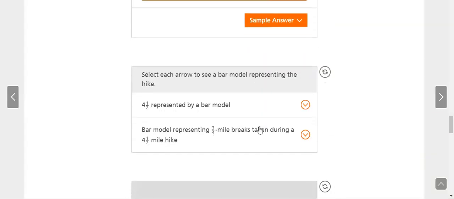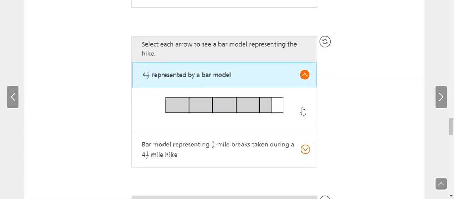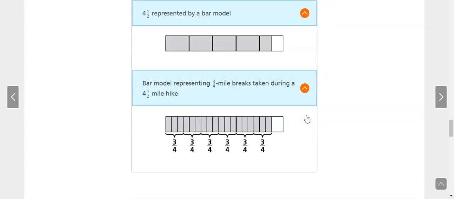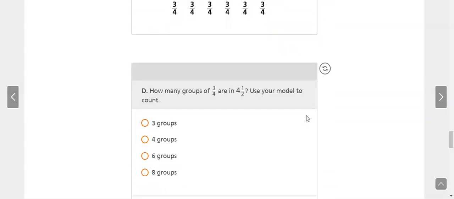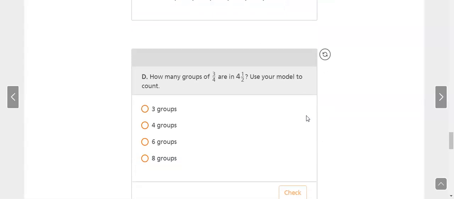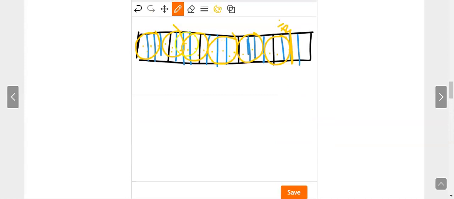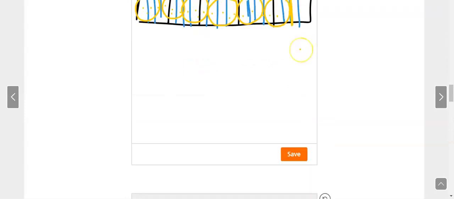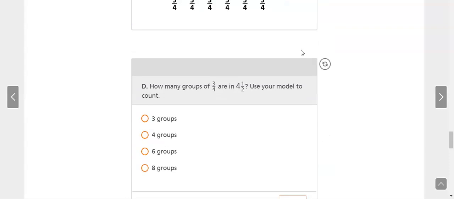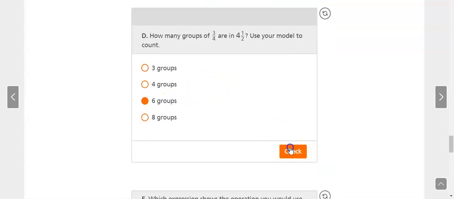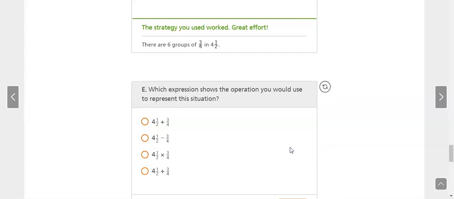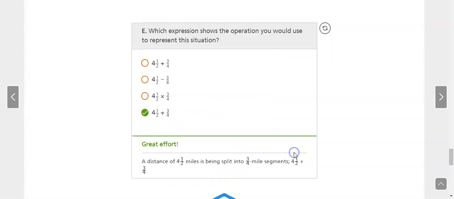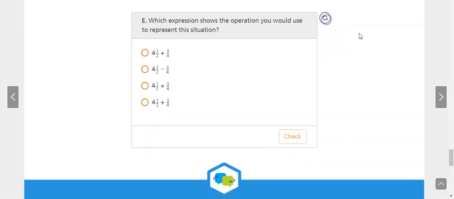Now, select each arrow to see a bar model representing the height. So that's what we did on the top. This is what we did on the bottom. Then, how many groups of 3/4 are in 4.5? We come up here, we have 1, 2, 3, 4, 5, 6. So we're going to choose 6 and check it. And we got it right. Which expression shows the operation you would use? We take 4.5 and we divide it by 3/4. Just like that. Okay, let's move on to the next page.